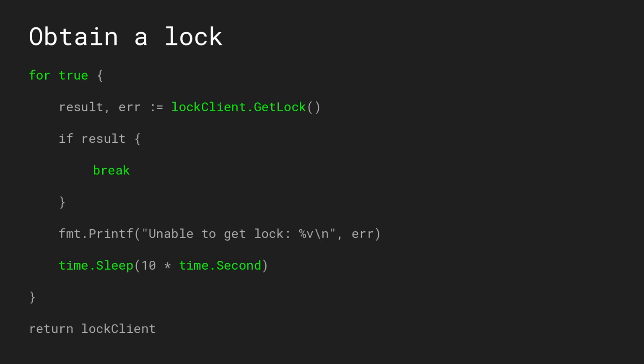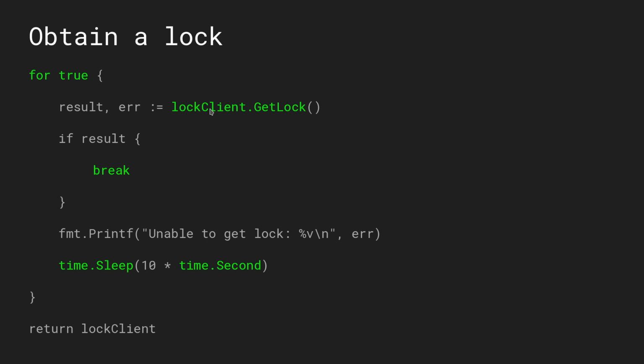So you create your lock client, and then essentially we have this loop here. Actually, do I need the true? Probably not. I think I'll keep it there. This is an example of an infinite loop in Golang, where you just specify a for. So this is an infinite loop.